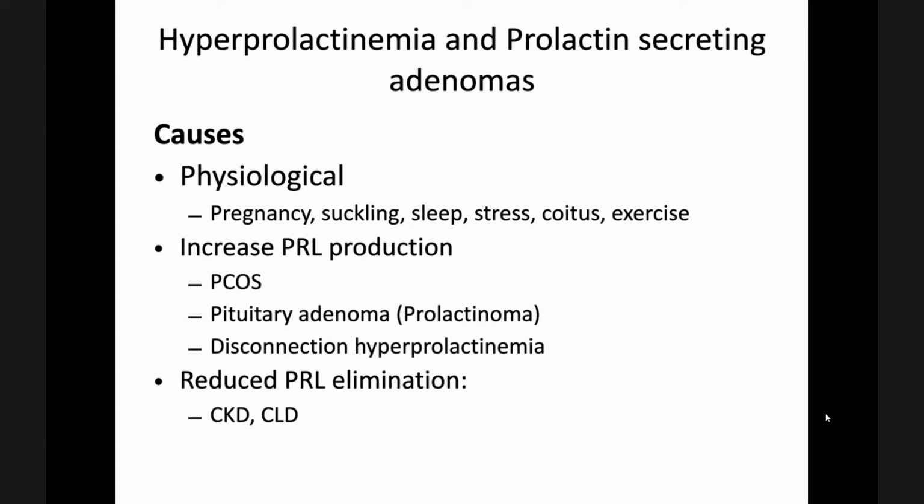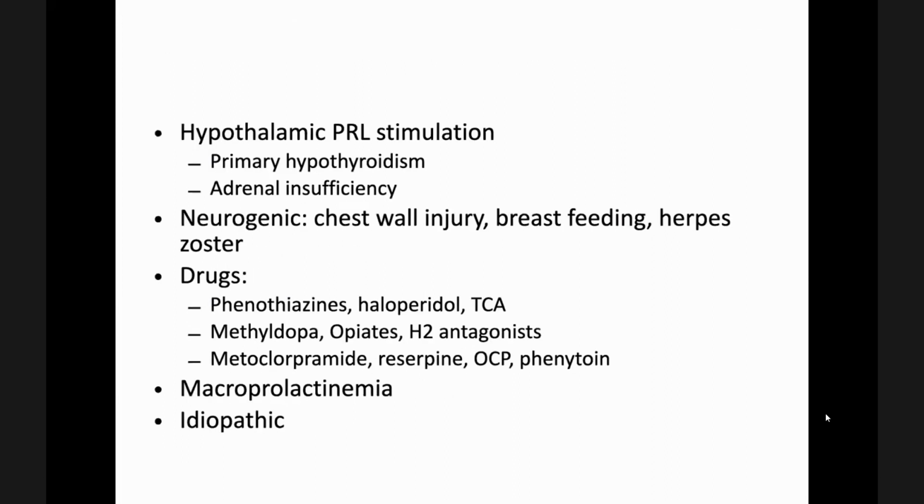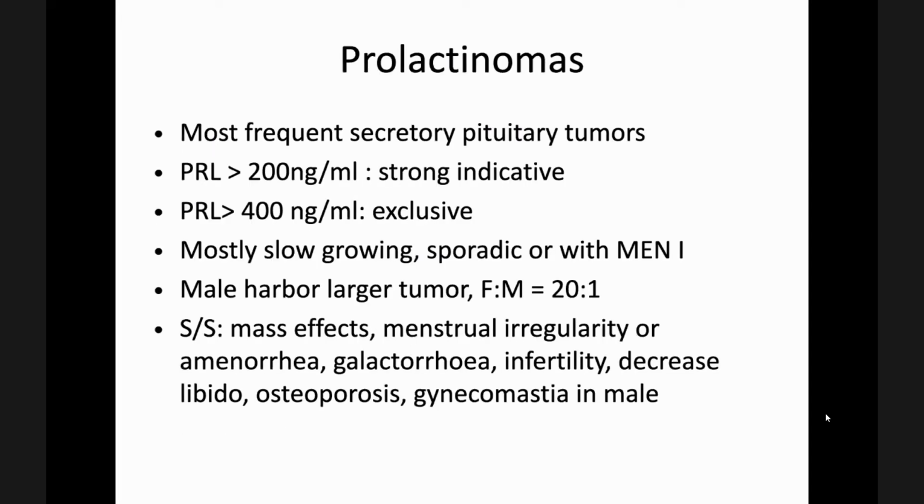Then reduction in prolactin elimination, like chronic kidney disease or chronic liver disease, can also make prolactin high. Then hypothalamic prolactin stimulation like primary hypothyroidism, which is related to thyrotropin releasing hormone, TRH. Adrenal insufficiency can make prolactin high. Neurogenic causes like chest wall injury, breastfeeding, herpes zoster. There are a lot of drugs that cause hyperprolactinemia, especially metoclopramide, domperidone, risperidone, oral contraceptive pills, tricyclic antidepressants and SSRIs, methyldopa, opiates, and even H2 antagonists. There is also a term called macroprolactinemia, and it can be idiopathic too.